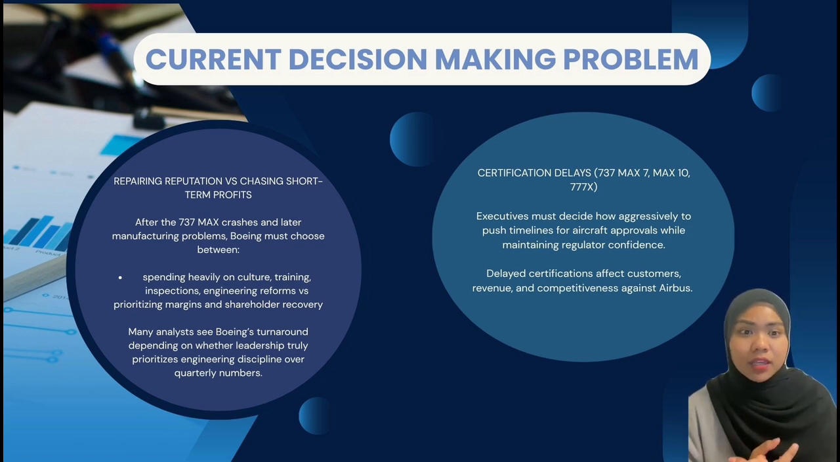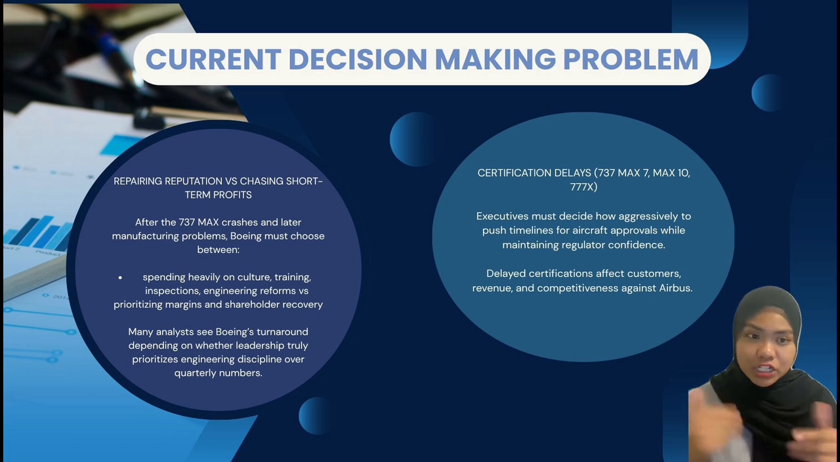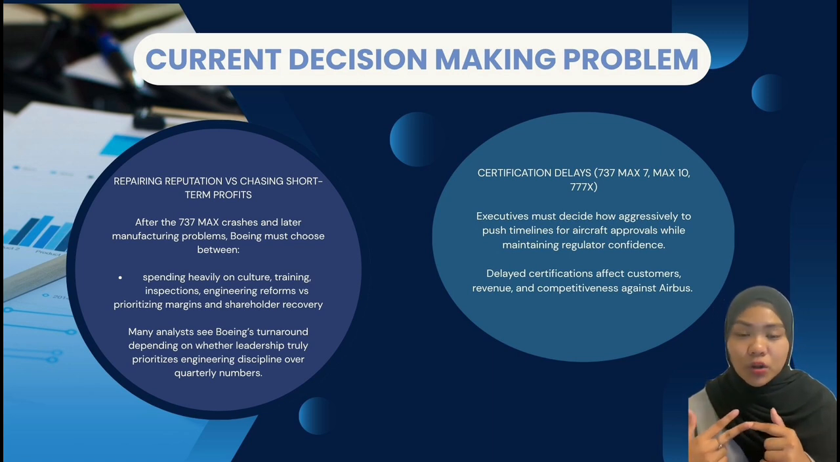The second path is the pressure of the right now, which is Boeing has lost billions of their money, and investors are pushing them to speed up the production, protect their profit margins, and get the stock price back as quickly as possible.